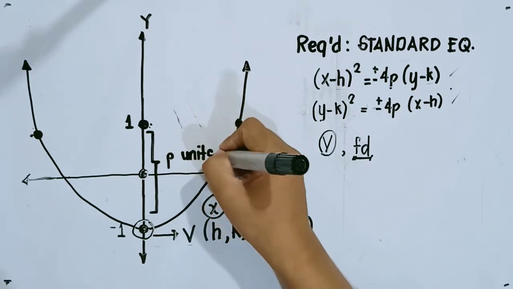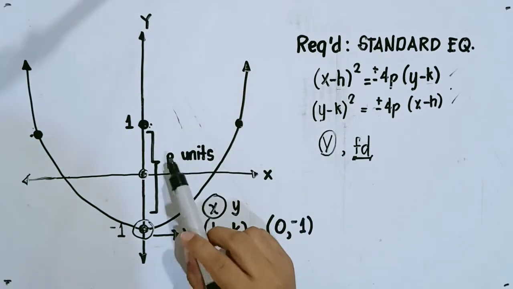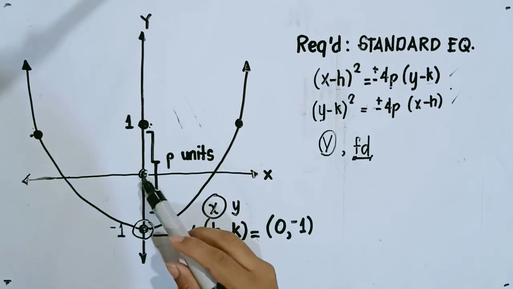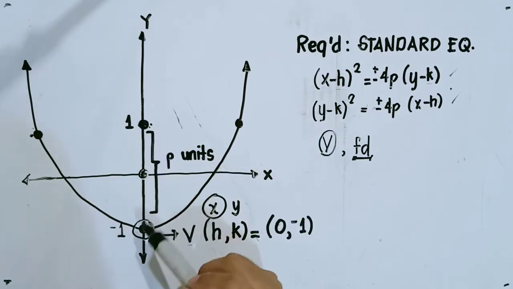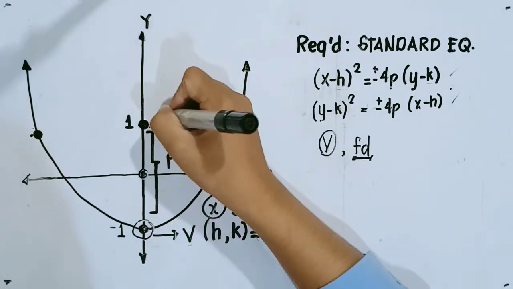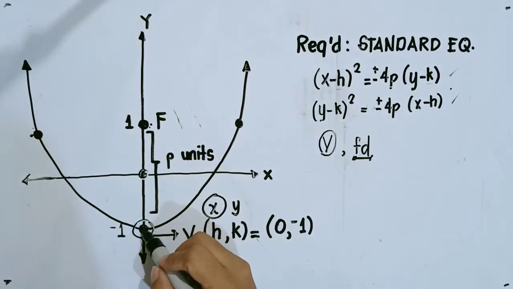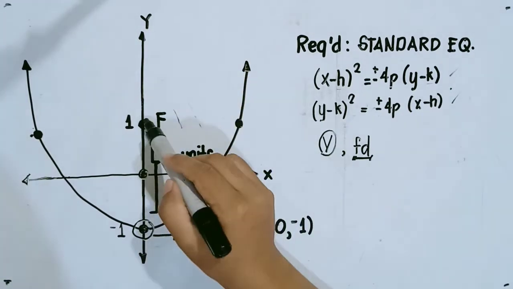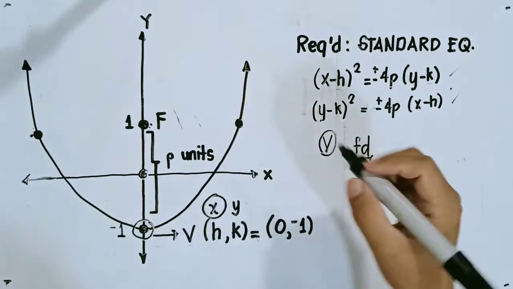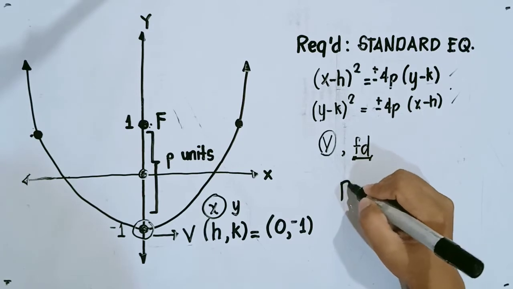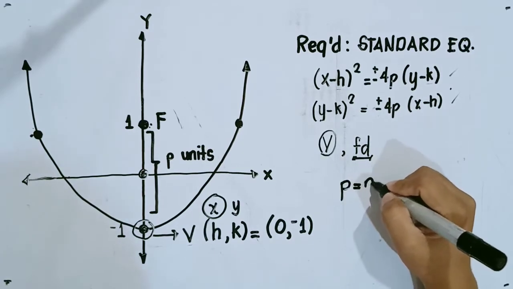Therefore, we will find the value of the distance between these 2 points. Now, if this is the origin, this is positive 1, this is negative 1, so we will find the distance. From the vertex to our focus, which is here, we will count the distance. So 1, 2. So our p is equal to 2. So we will write p is equal to 2.